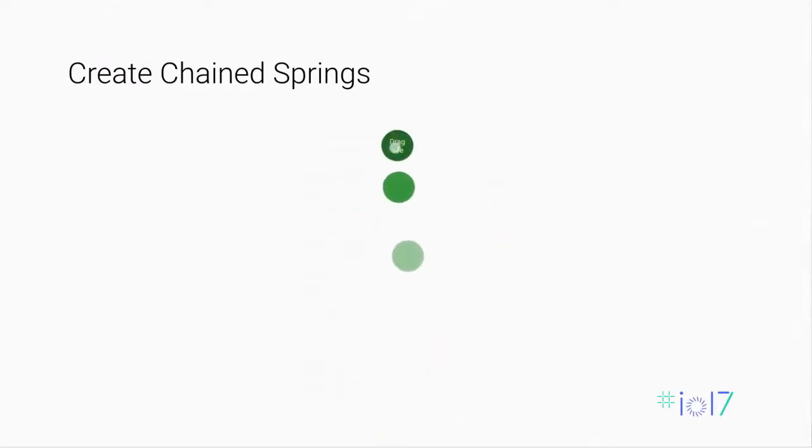Here we have 3 views that are chained together via spring force. And you can see I'm dragging the top view around, and the white circle indicates the drag point. And the other 2 views would follow as the top view is moving around, as if the 3 of them were attached to each other by a bungee cord.